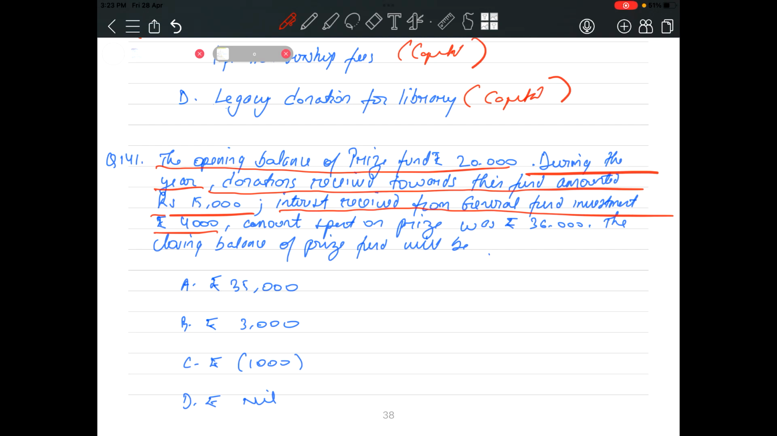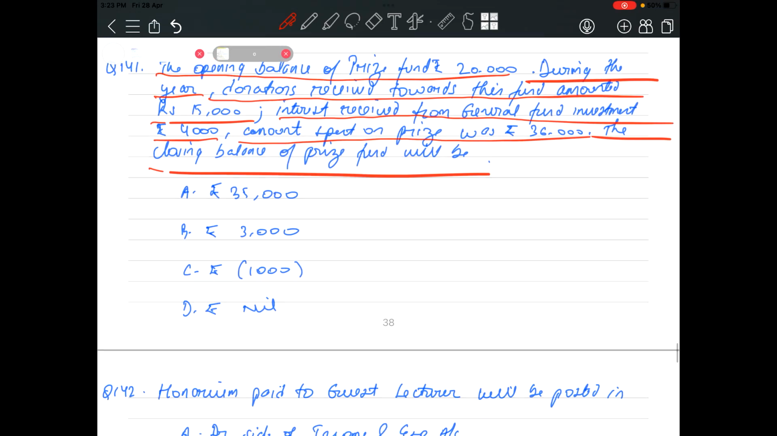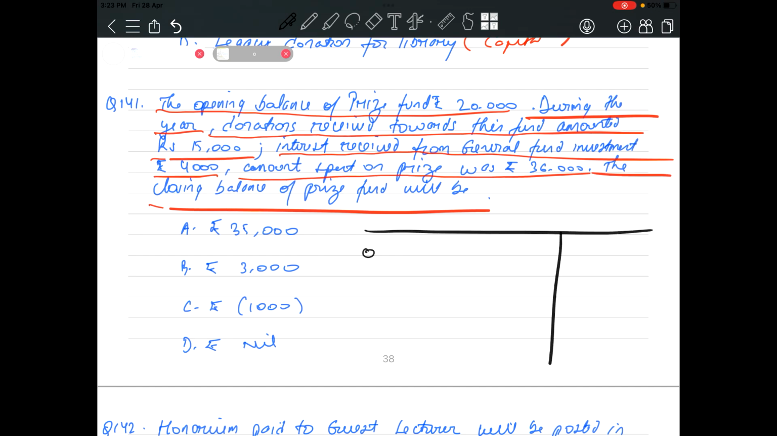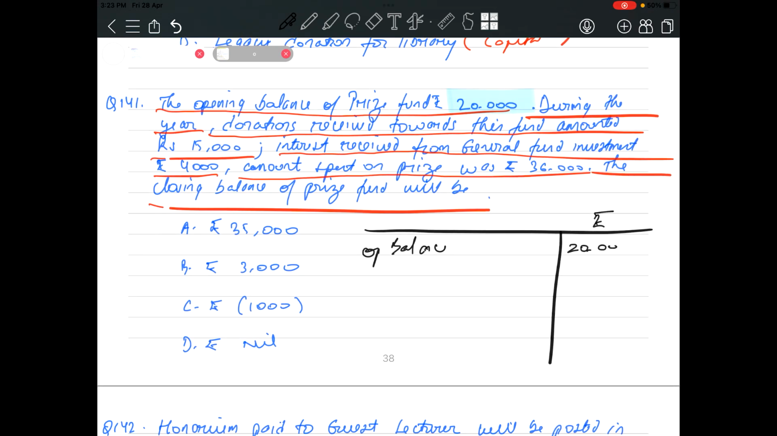We have made some investments from general fund. We have some different fund allocated for investment purpose. Then we have invested some money and we received interest of 4,000 rupees. Now amount spent on prize was 36,000. The closing balance of prize fund will be, we have to calculate the closing balance of prize fund. Now let's see how we will solve this. What's the opening balance? The opening balance is 20,000. Now we have received donation, it will be added.